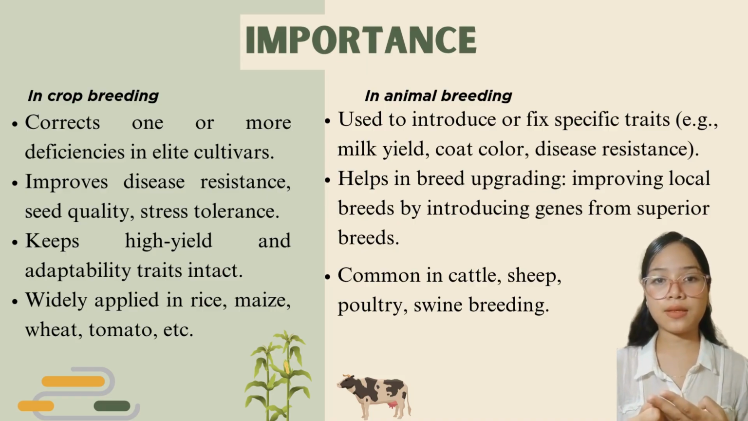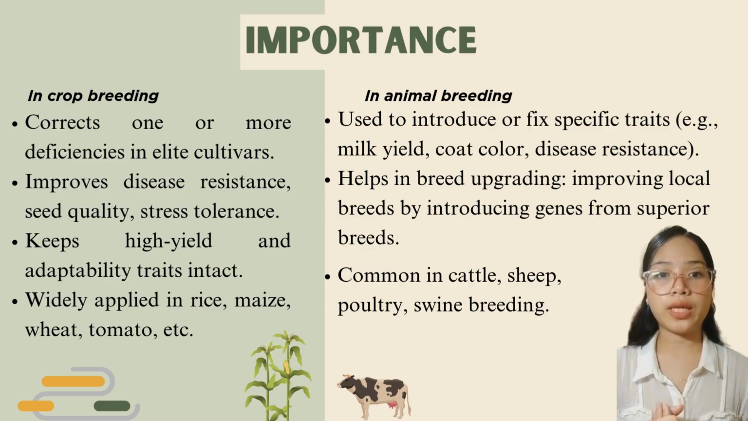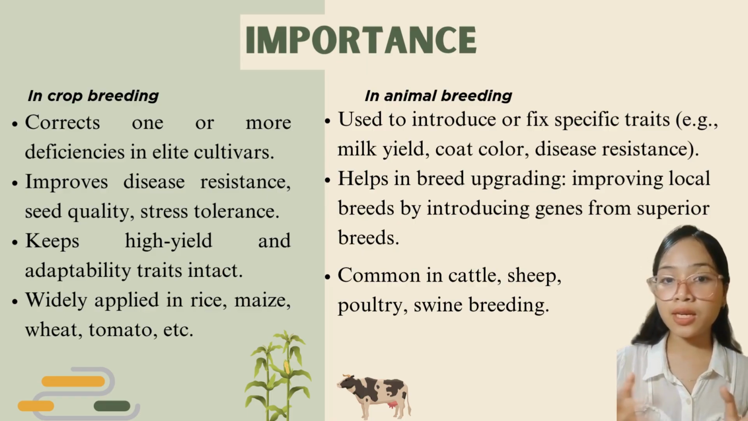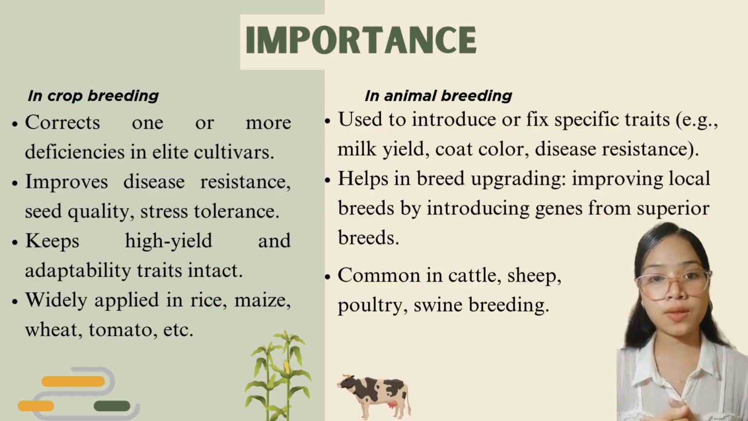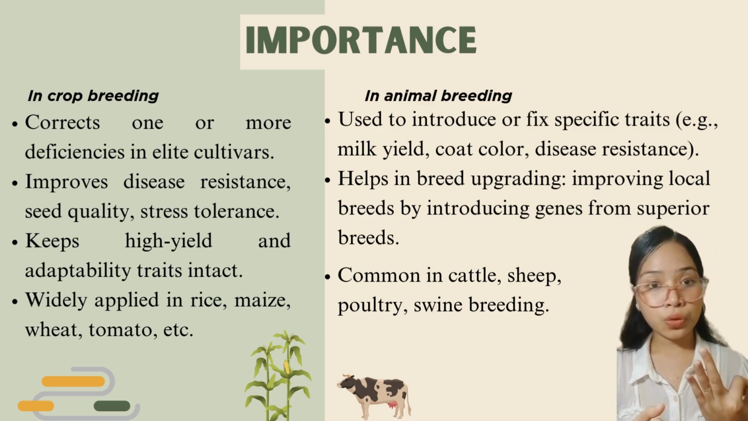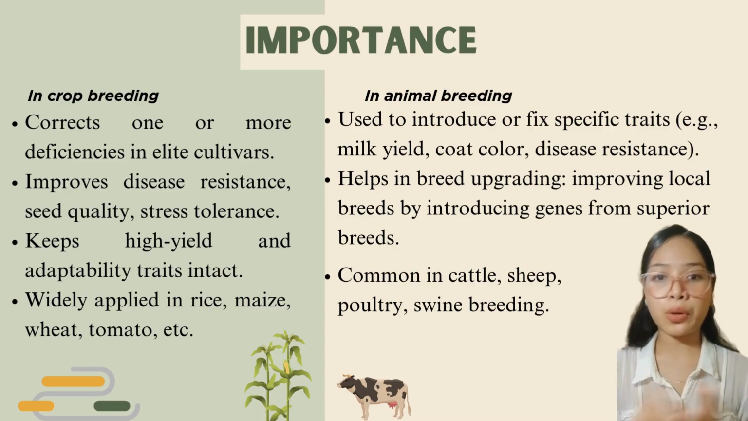In animal breeding, backcrossing is used to introduce or fix specific traits such as milk yield, coat color, or disease resistance. It also plays a major role in breed upgrading, meaning improving local breeds by bringing in genes from superior breeds. This method is commonly used in cattle, sheep, poultry, and swine breeding programs.